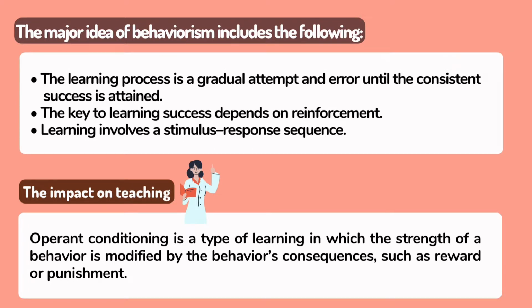Accordingly, when no ready-made solution of a problem is available to the learner, he adopts the method of trial and error. He first tries one solution, then if it does not help him, he rejects it, then he tries another, and so on. In this way, he eliminates error or irrelevant responses which do not serve the purpose and finally discovers the correct solution. Next, the key to learning success depends on reinforcement.